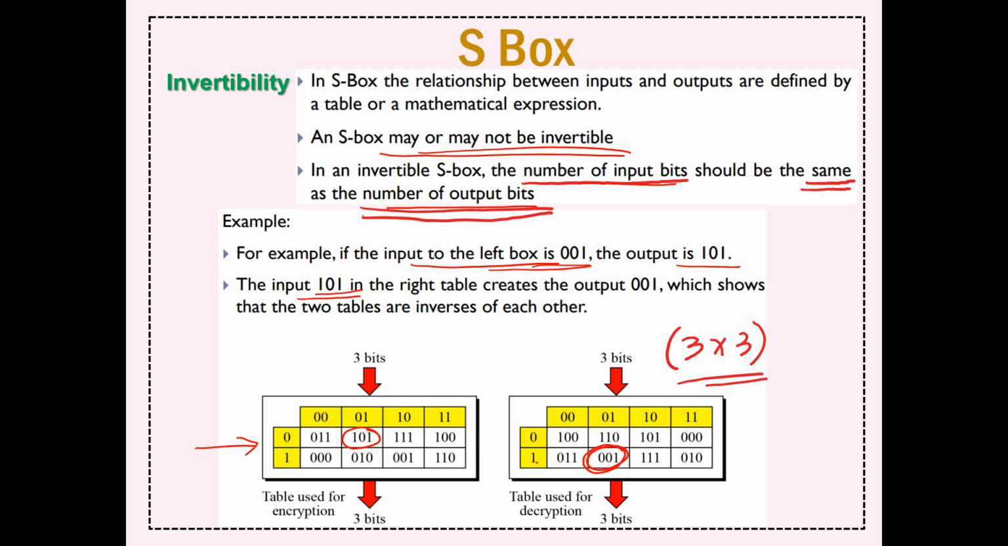Okay, but if M and N are not equal, which in most cases will be, it is not possible. You will find in DES, it will be that 6 cross 4 that I showed you. In that case, it is not possible to come back from the other end to find out what the input bits were.